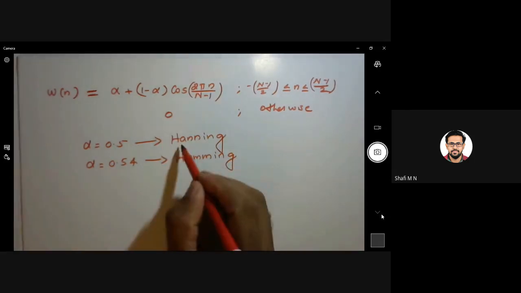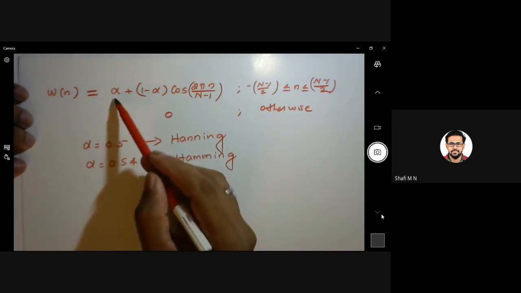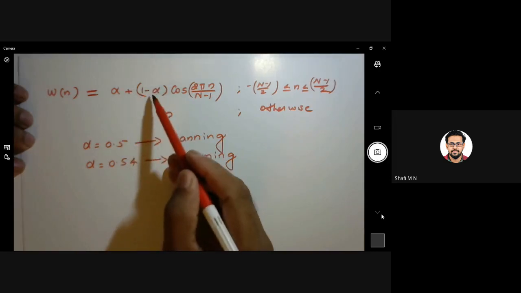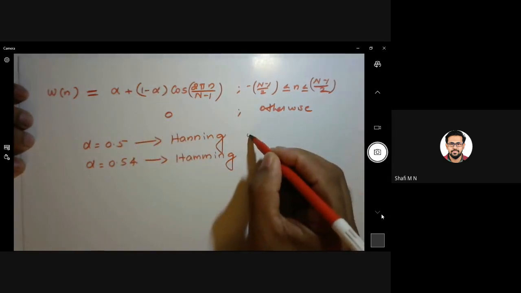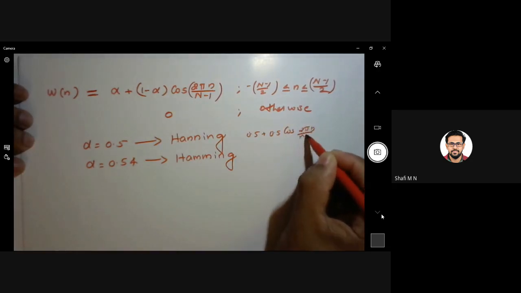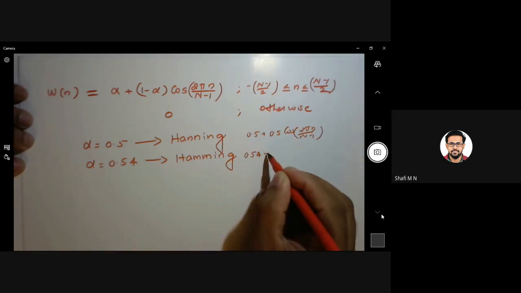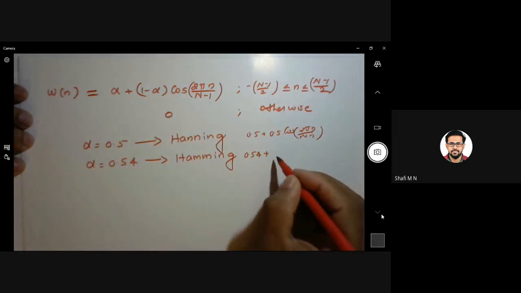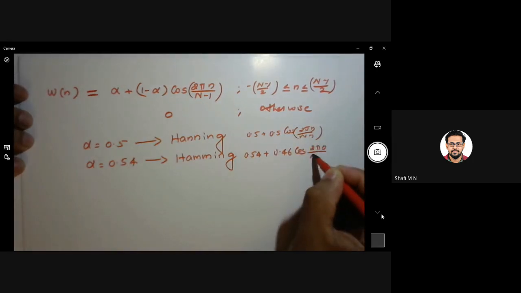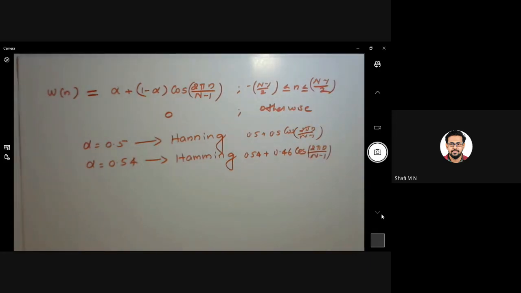So if you are asked to write the equation of Hanning window, how will the equation be? It will be W of n equal to 0.5 plus 1 minus 0.5, so that will be 0.5 in both cases. So the equation comes like this: 0.5 plus 0.5 cos 2 pi n by capital N minus 1. And for Hamming, the equation will be 0.54 plus 1 minus 0.54, so that will be 0.46, right? 0.46 cos 2 pi n by N minus 1. So these are the equations for Hamming window and Hanning window.